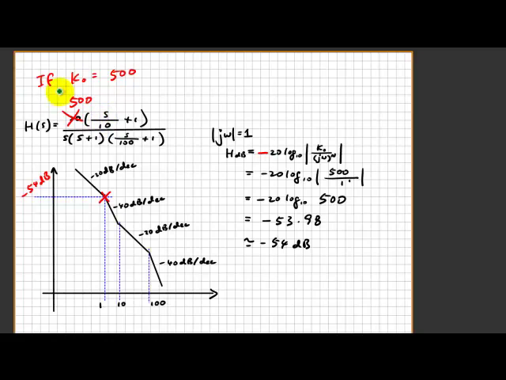So in this case, if k0 equals 500, you're going to substitute this 500 here. And again, for simplicity, because there's the denominator value, I want to make it as simple as possible, so I always pick 1, 1 to the power 1. So you have 500 divided by 1 to the power 1, and you plug this into your calculator. You have minus 20 multiplied by log 10 of 500, and that gives you minus 53.98, which is approximately minus 54 dB. You have this y value as minus 54 dB.